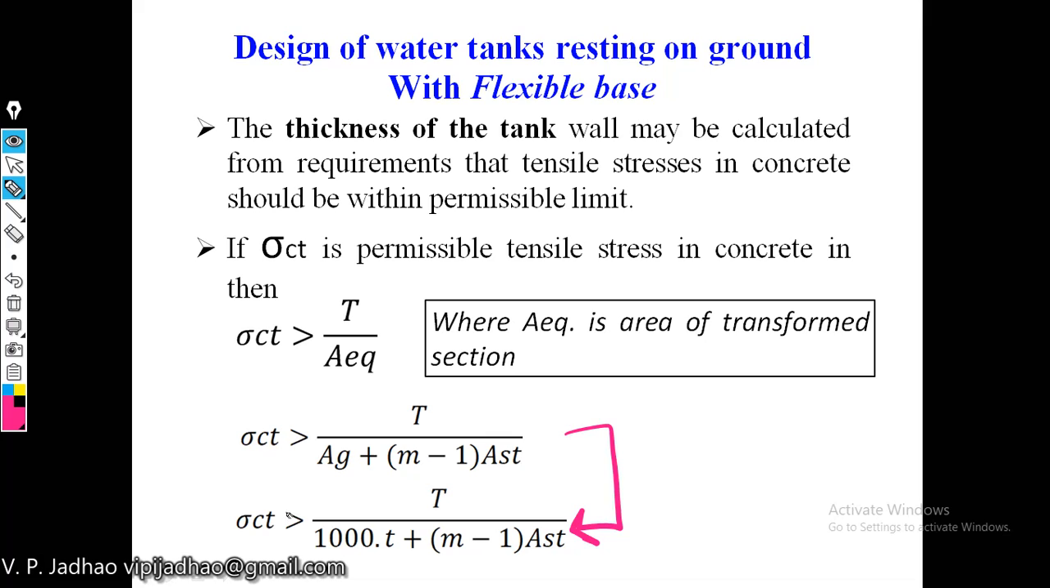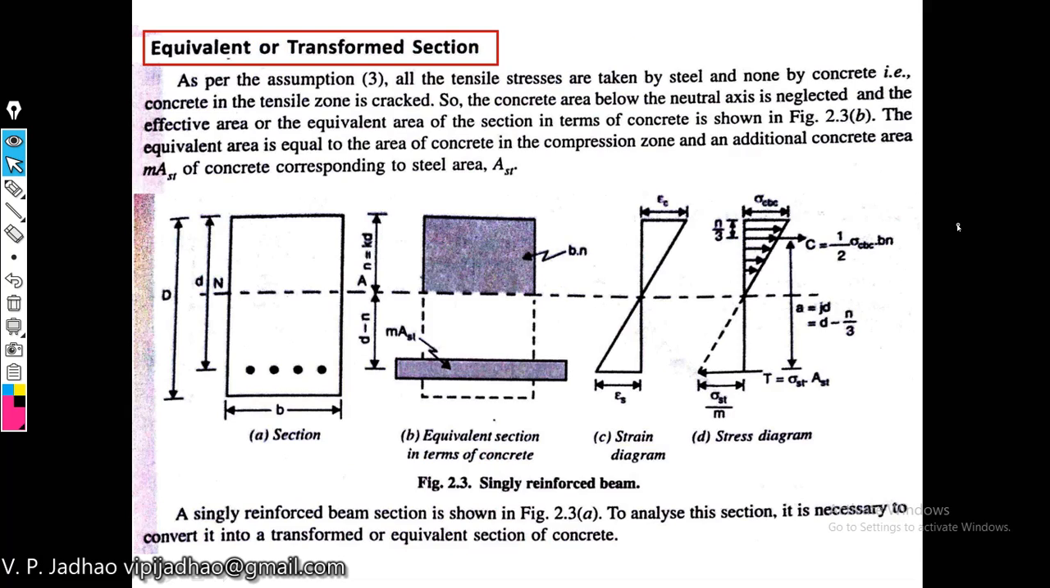So we can write here, for calculation of AST, we will know this particular value, we can consider this value also, we know the modular ratio, and hence we can calculate the value of AST from this equation. So we can equate this particular equation. This is how we will be able to calculate the thickness of your base slab.